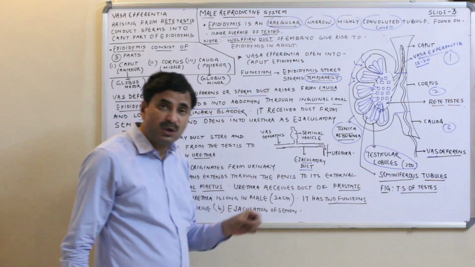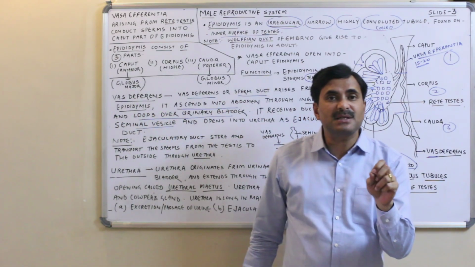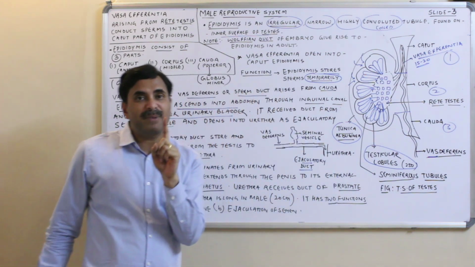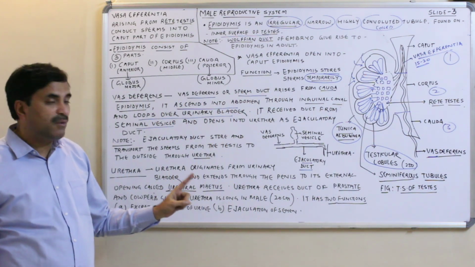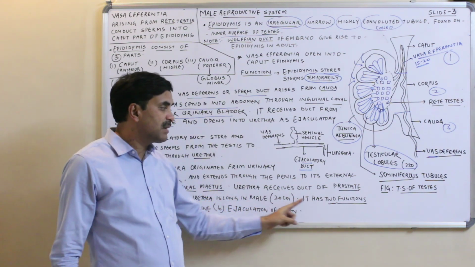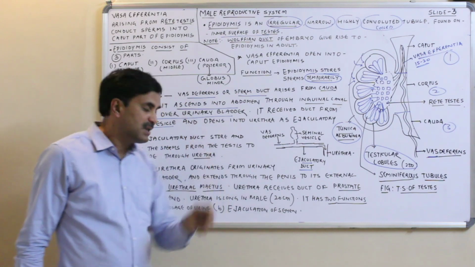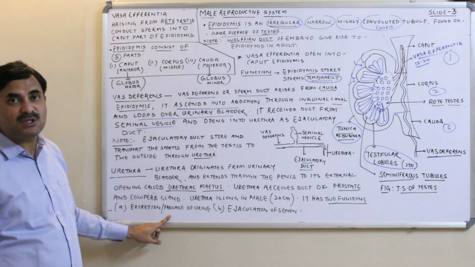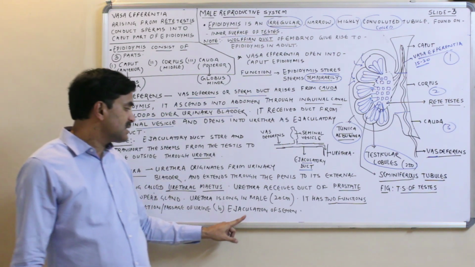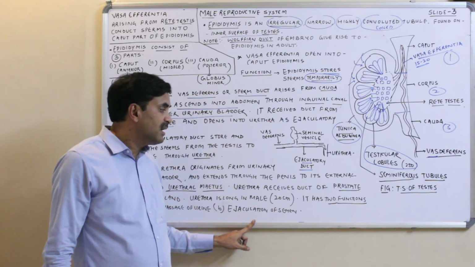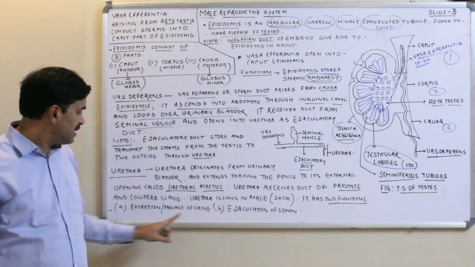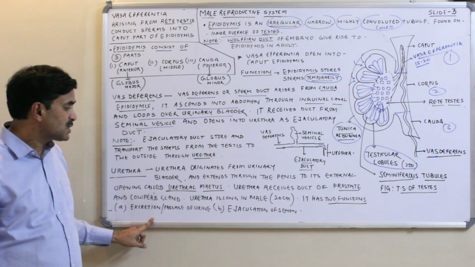Why is there such a difference? Because in females the urethra has only a single function, the excretion or passage of urine. But in males the urethra is long, 20 centimeter, because it has dual function. One is the excretion or passage of urine, and the other is the ejaculation of semen. So the urethra is meant for two purposes.